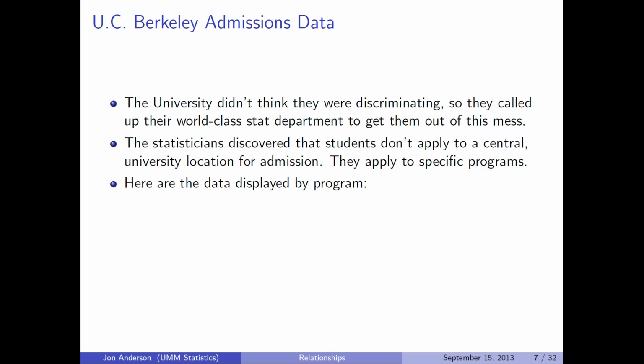The university didn't think they were discriminating, so they asked their stats department to help them understand and get out of this mess. And the statisticians looked at the admissions process and they discovered a very important thing. Students don't apply to the university centrally in one place. They apply to individual programs. So you have to look at individual programs to understand the issue.